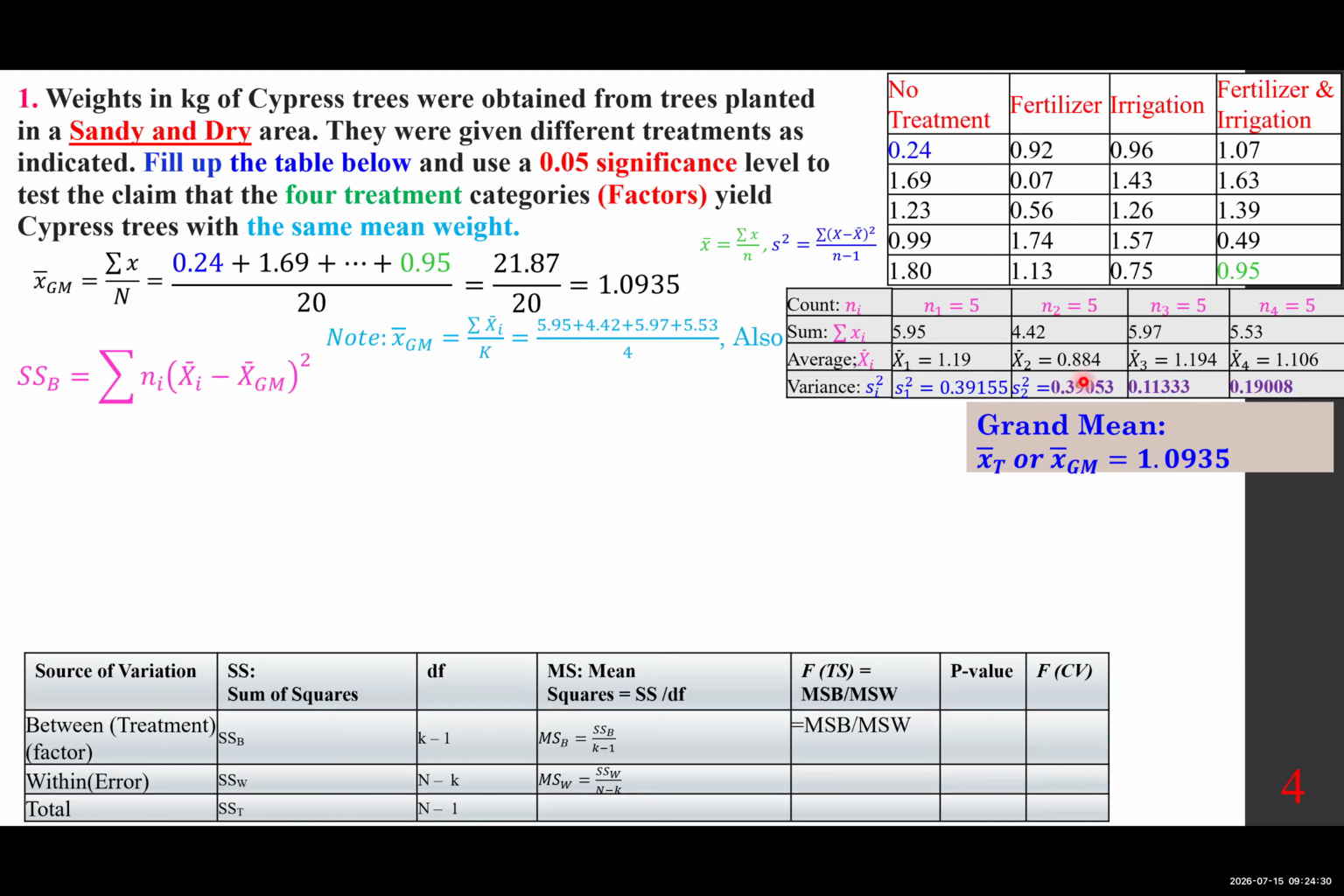You do the same thing for the next one and the next one and the next one and add them up. So look at just the first one. 5 times (1.19, just the first group, minus this number 1.0935) squared. You do exactly the same thing for the second, third, and fourth and add them up. And this is SSB. So it goes here.